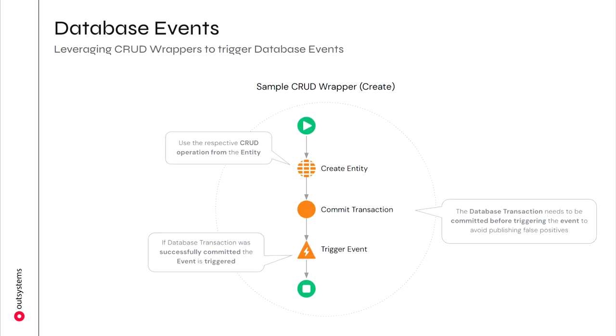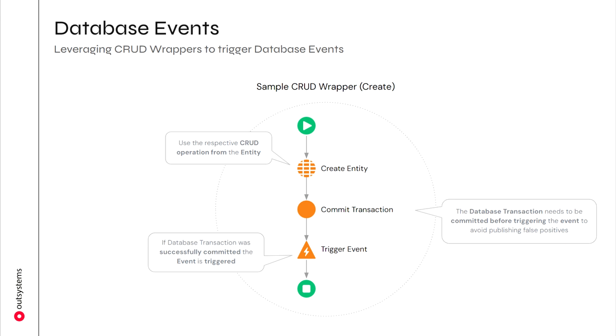In OutSystems, database entities are generated with pre-built create, read, update, and delete actions. To use events to manage application responses to these events, developers can add event triggers in the CRUD actions to send notifications to the event queue. It is important in this scenario that the database transaction must be committed prior to triggering an event in order to avoid situations where a CRUD operation might fail while still triggering that event.